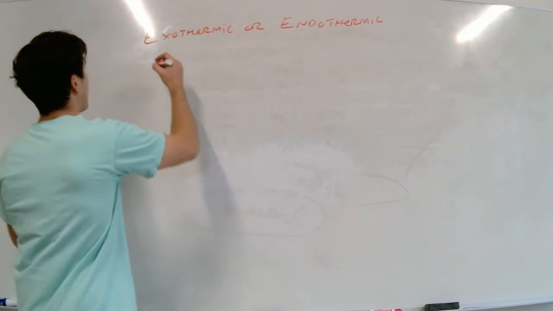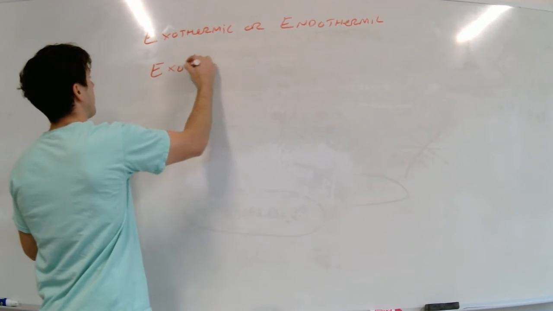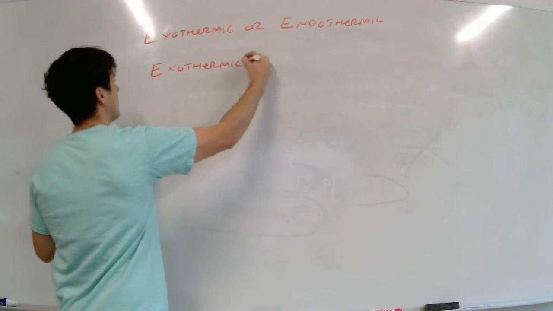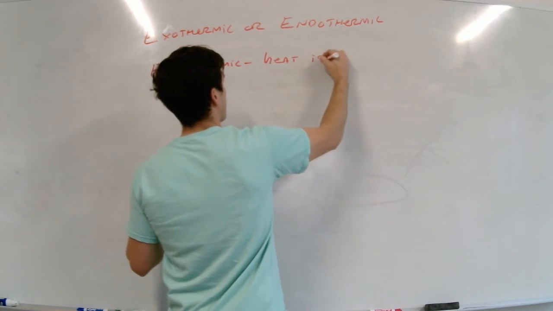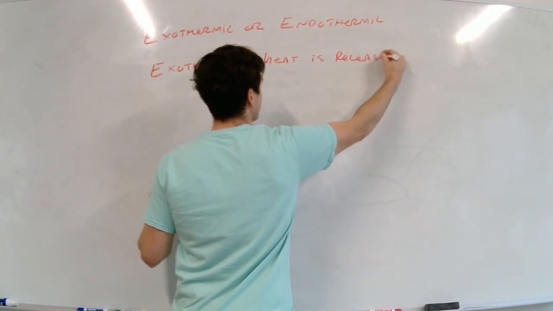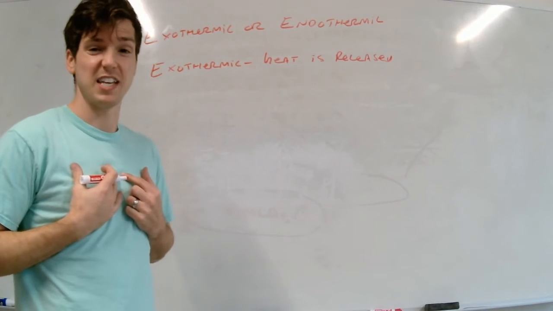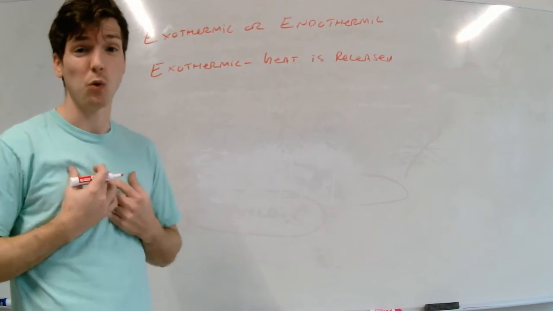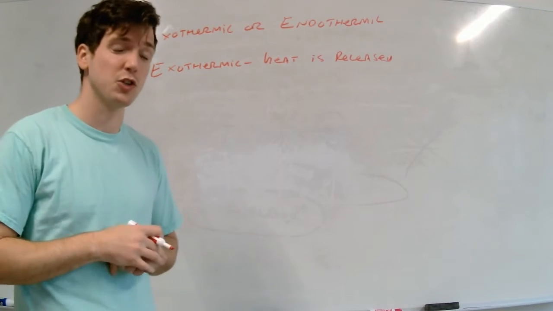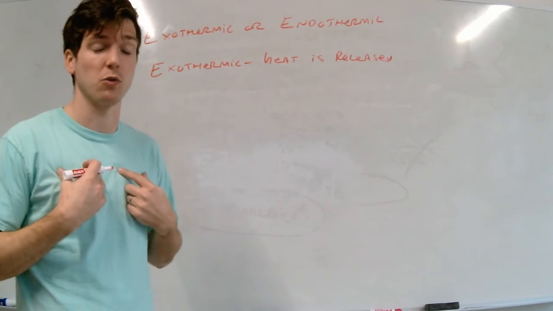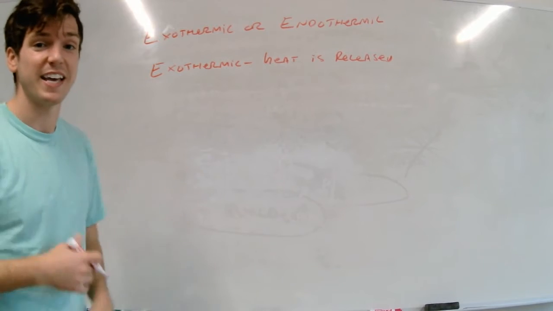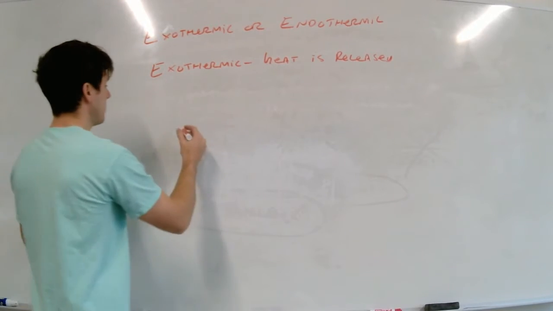So, exothermic means heat is released or heat escapes. Okay? If you are a person and the heat leaves your body, you're going to get colder. The surroundings around you are going to get hotter, but you yourself are going to get colder. So when heat leaves, it exits, it is exothermic.